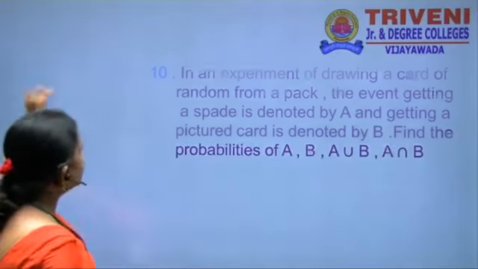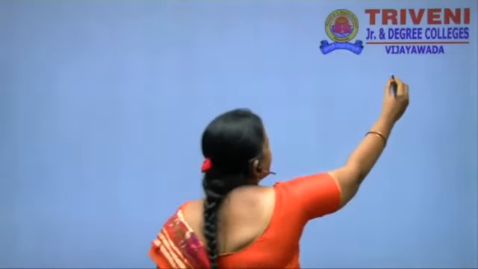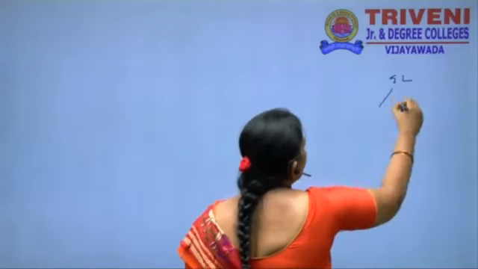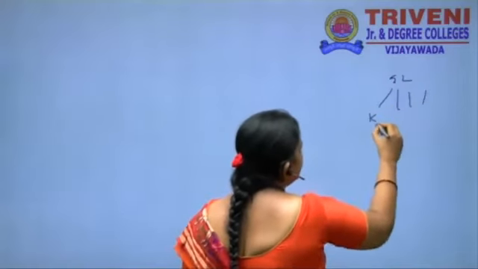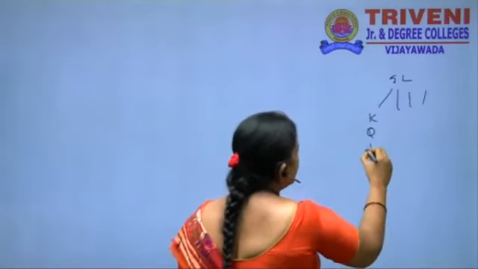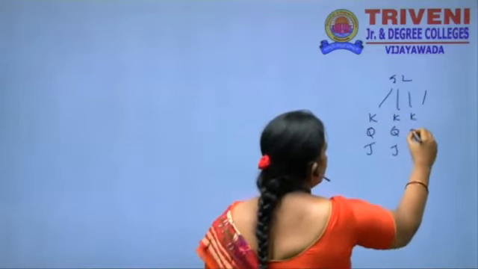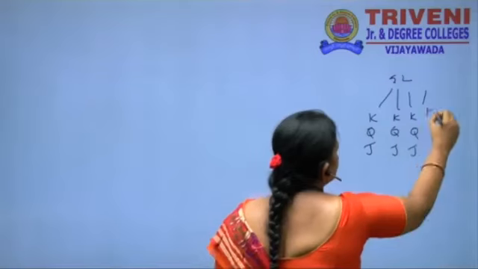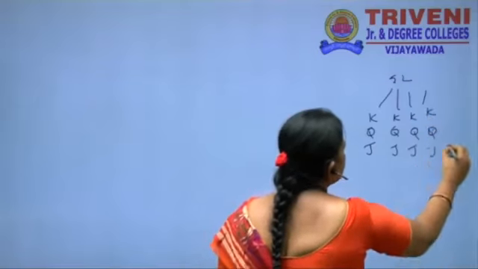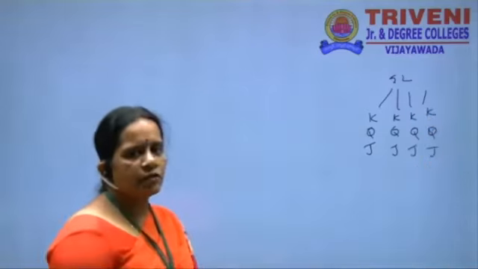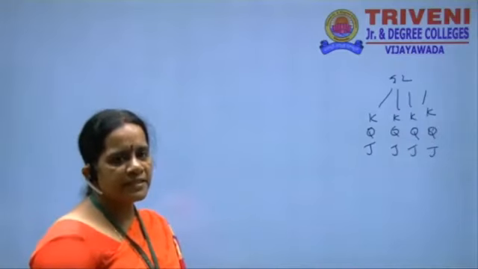What are the picture cards here? 52 cards can be divided into 4 parts. In these 4 parts we have king, queen, jack. Here also king, queen, jack. Here king, queen, jack. Here the fourth one also king, queen, jack. How many is there here? 12. These 12 are the picture cards.